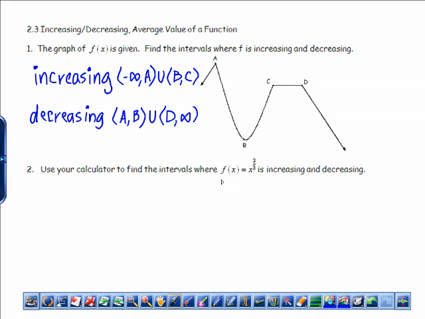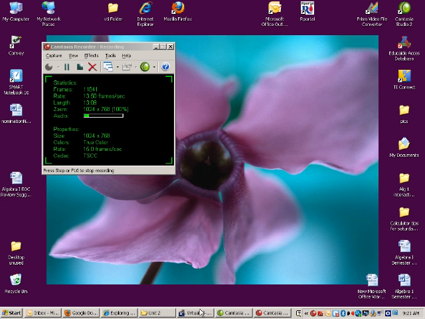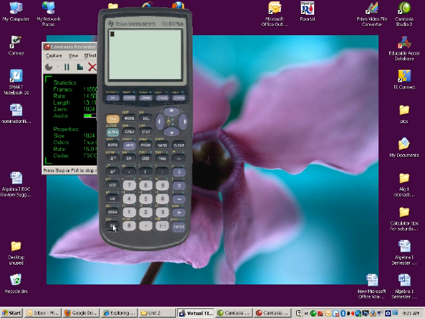Okay, now problem number 2 is basically asking us the same thing, but it's giving us a function, and we need to type this into our calculator, okay? Because you probably don't know what this graph looks like. Maybe you do, though. All right, so let's go ahead and in our calculator, let's type in x to the 2/3 power, so we're going to do caret parenthesis 2/3. Move this over here.